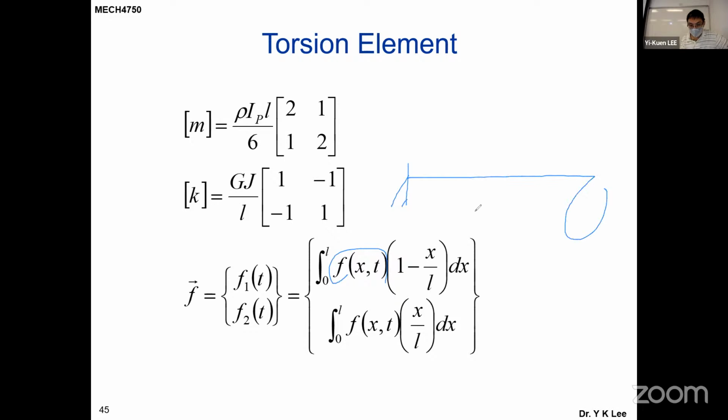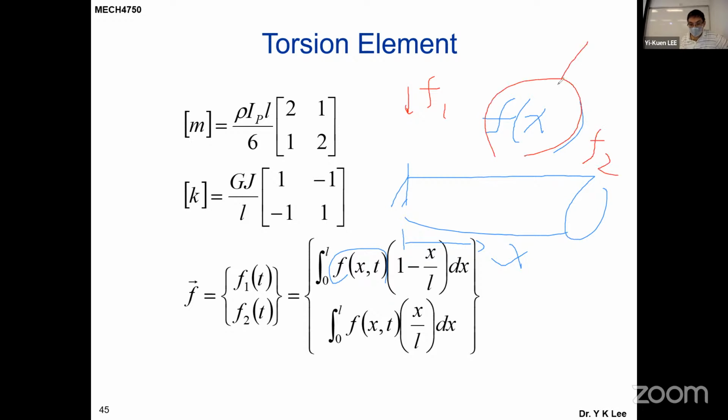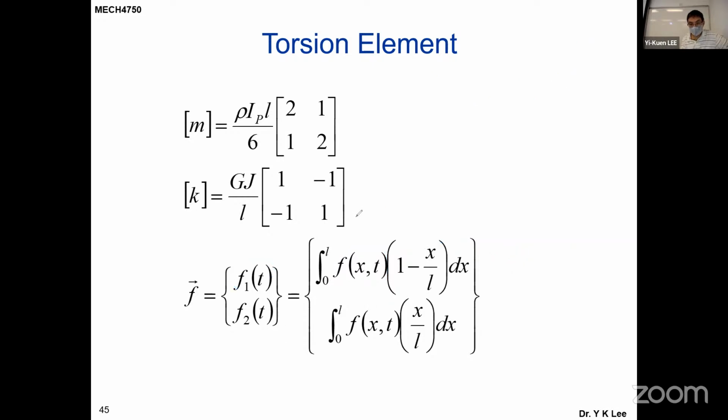So if we have a bar here, and our force is continuously applied on this bar, then eventually we need to determine what the corresponding F1, F2 are. So this is given the real loading force, and then using this kind of integration, I can calculate our loading force from here to here. This is something quite important now for you to understand how we can determine M, K, and the loading force vector.